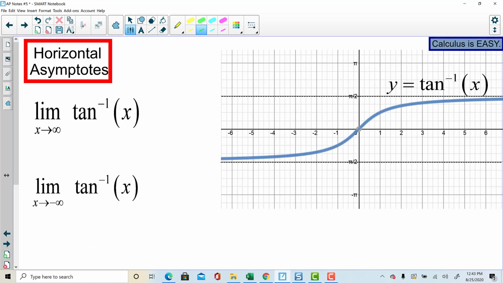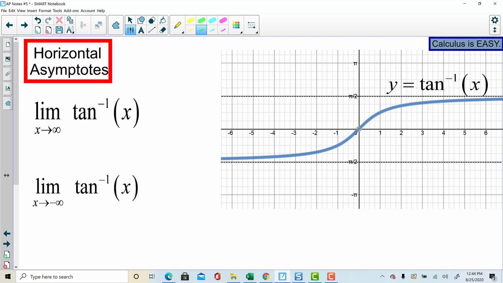Okay, this is an example that we already looked at, tangent inverse. The reason why we're taking another look at it is just for me to point out the fact that if you're doing a horizontal asymptote, you have to look at the limit as x goes to infinity, and you have to look at the limit as x goes to negative infinity. Most of the time, it's the same thing, but sometimes you end up with a different asymptote on each side.